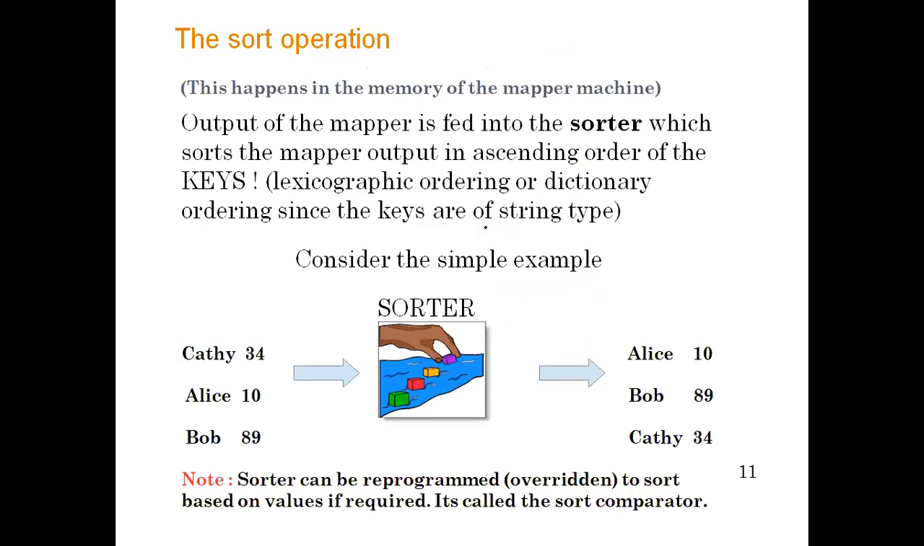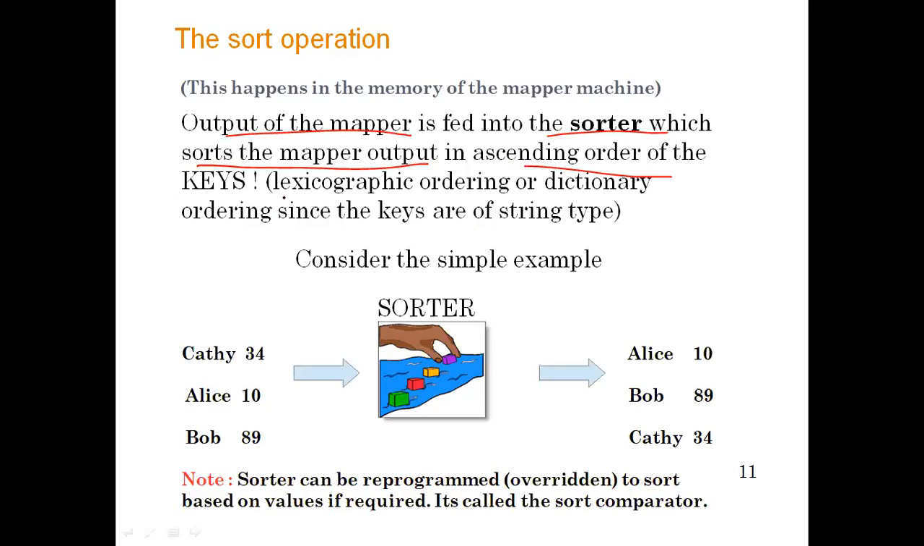Now the next stage is the sort operation. The output of the mapper is fed into the sorter. The sorter is also a built-in module which has a default behavior. This happens in the memory of the mapper machine. The output of the mapper is fed into the sorter, which sorts the mapper output by the keys.